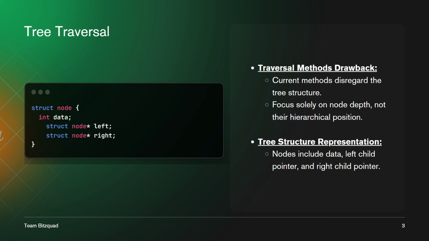But here is the thing. Even though these methods are quite straightforward, they don't really respect the structure of the tree, right? They only consider the depth of the nodes, only their position in the hierarchy. So instead, we use traversal methods that take into account the fundamental structure of a tree, which looks something like this. It's a structure named node representing a node in a tree. The structure has 3 members: an integer variable data to store the data of the node, and 2 pointers, left and right, pointing to the left and right child nodes respectively.